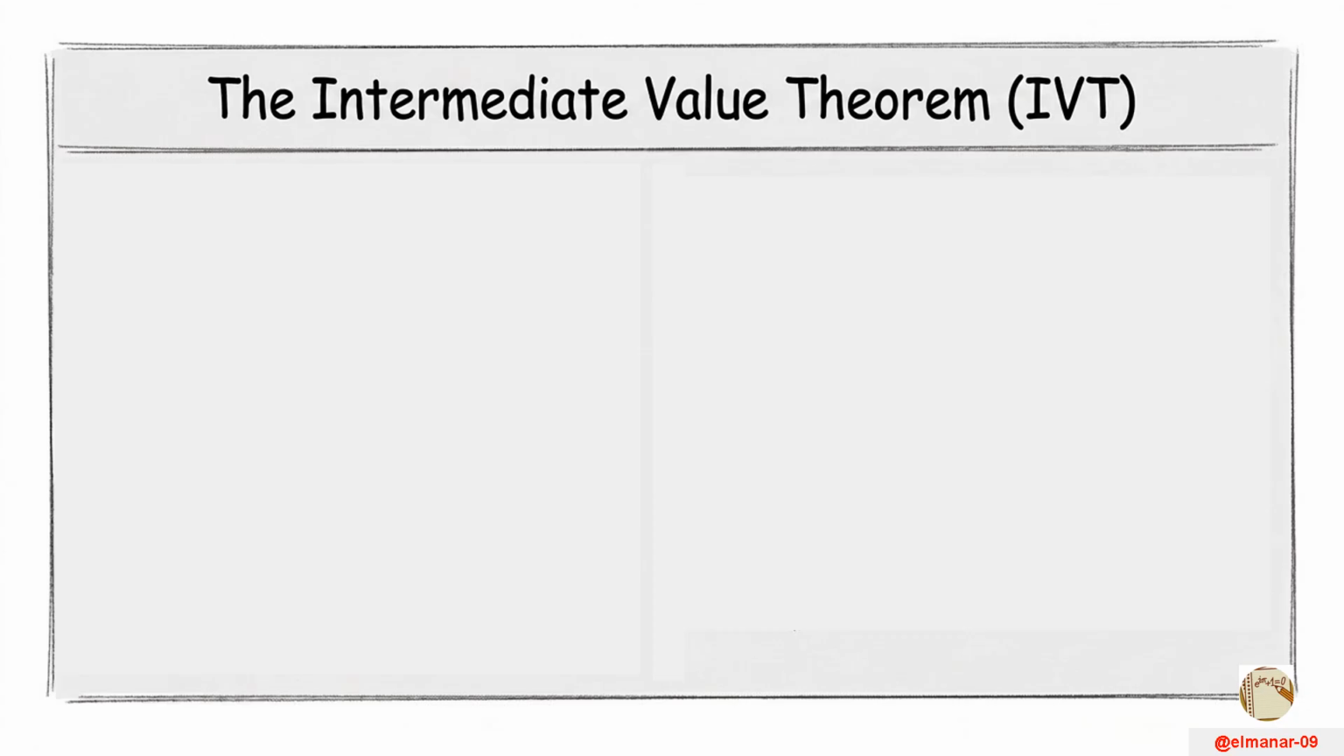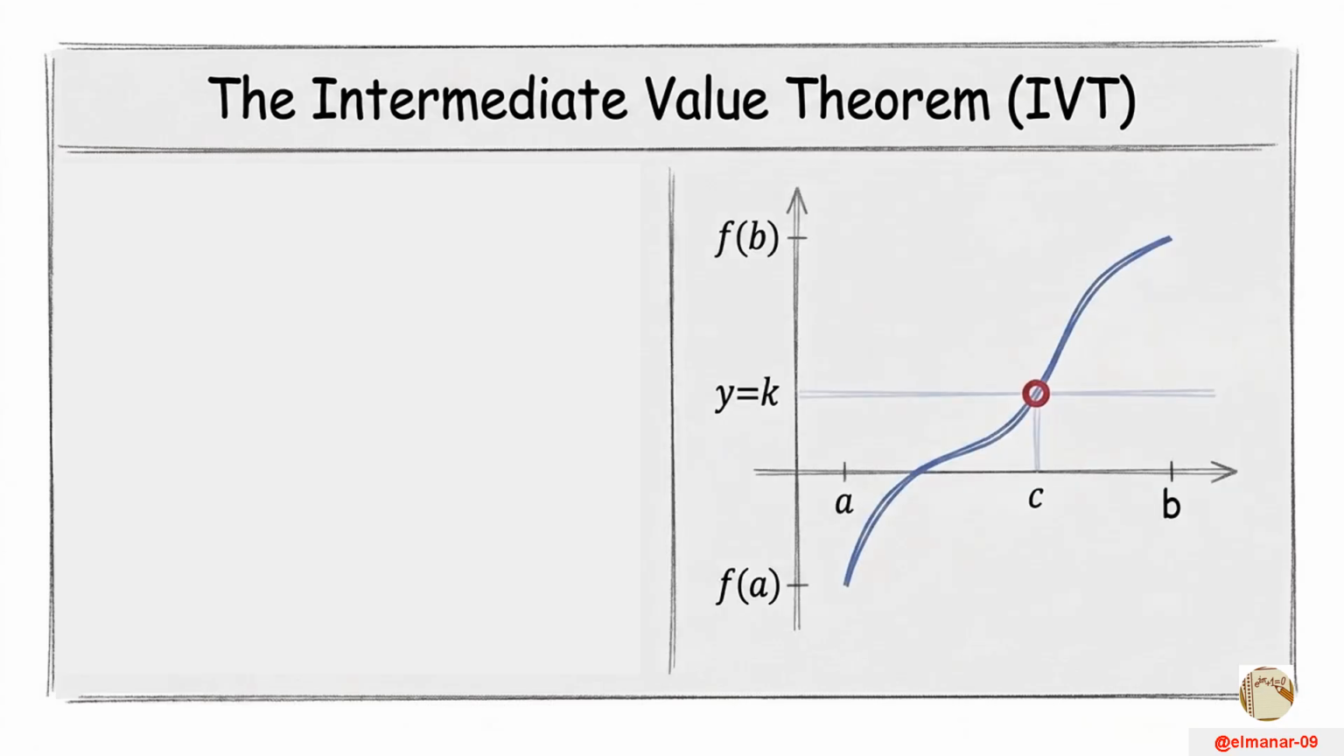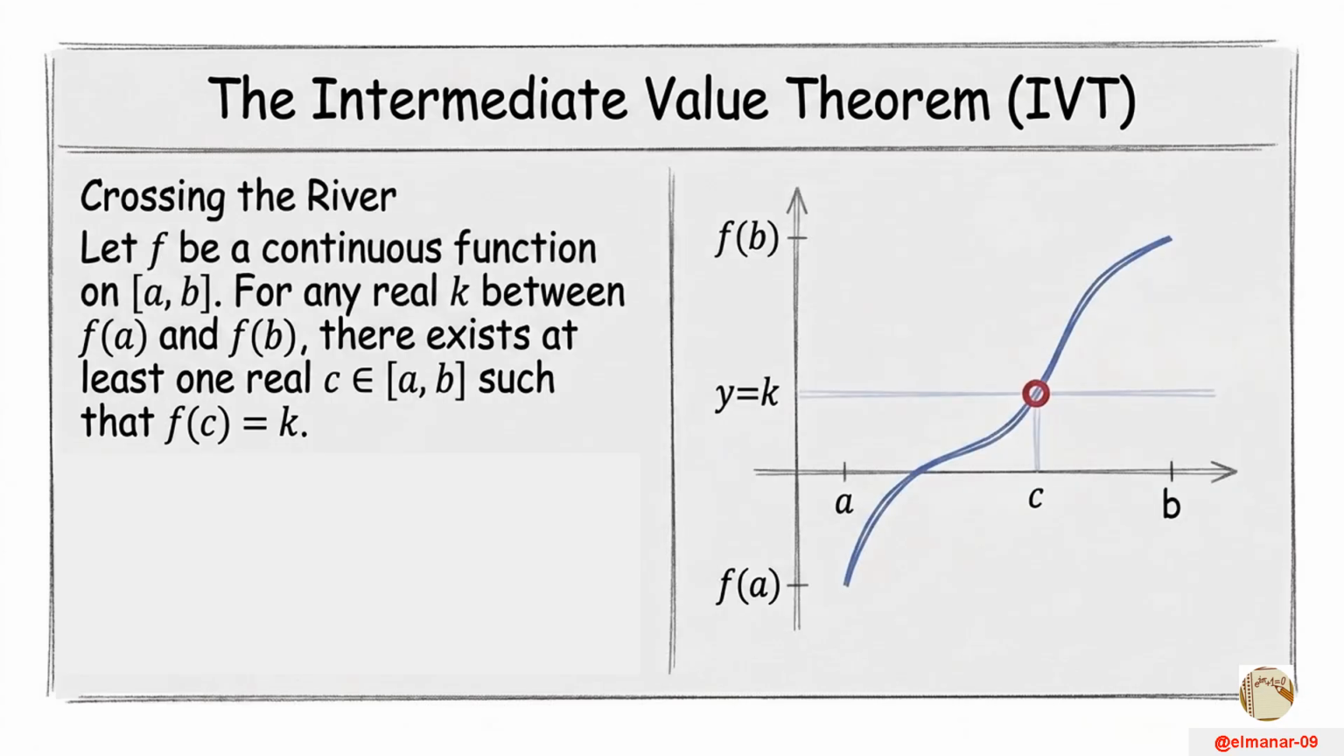This is a powerhouse theorem you'll use often, the Intermediate Value Theorem, or IVT. Think of it like crossing the river. If you have a continuous bridge, the function, starting at bank f of a and ending at bank f of b, you must cross every single water level k in between at least once.